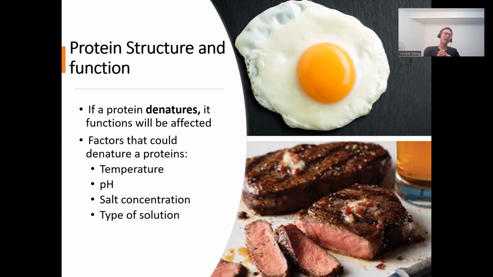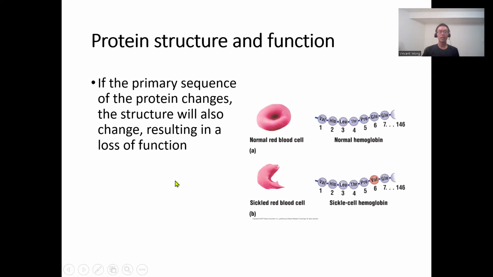Other factors that could denature proteins include pH, salt concentration, and type of solution. That's why last class I told you the narrow range of compatible pH in the blood is very, very narrow. If you go too high or too low, it will cause some of the blood protein to denature, and then they no longer work, and we can be in trouble. So here is a real life medical scenario where the misfolding of the protein caused problems.